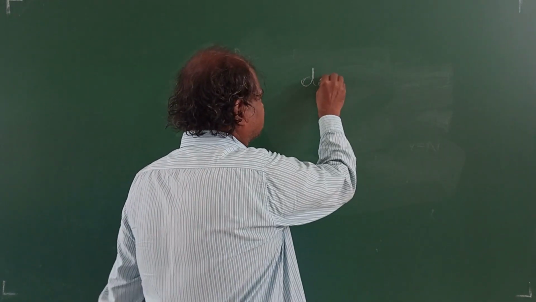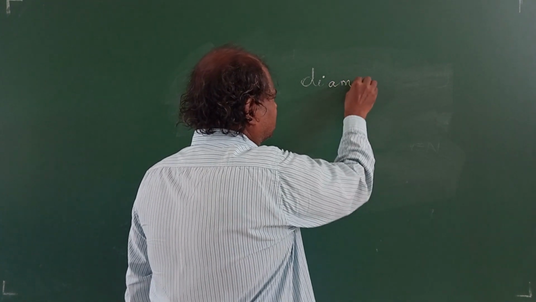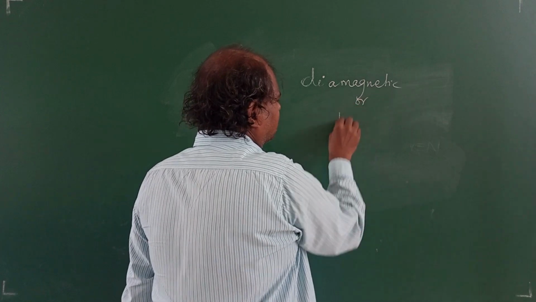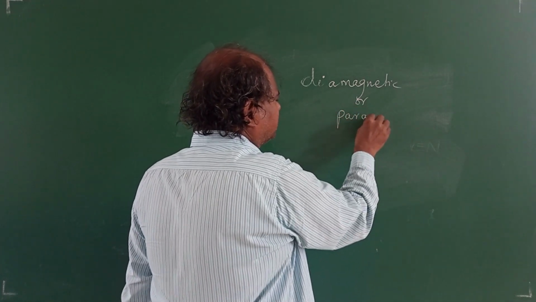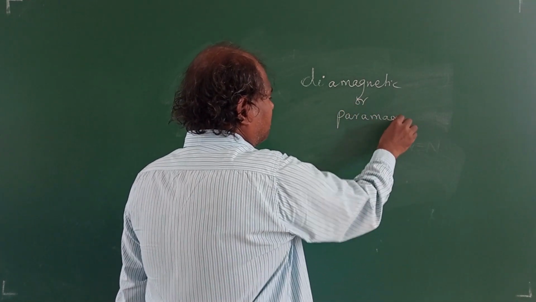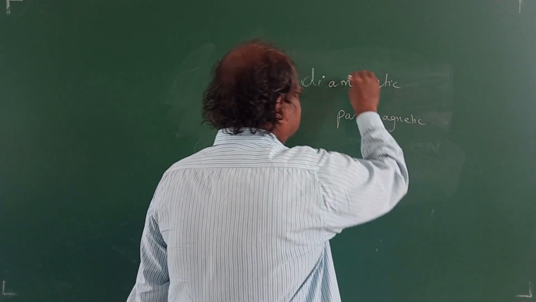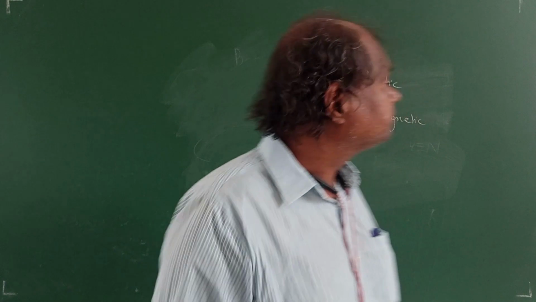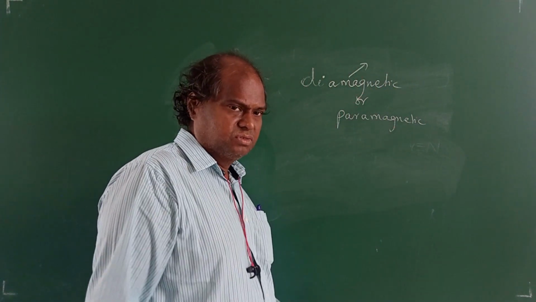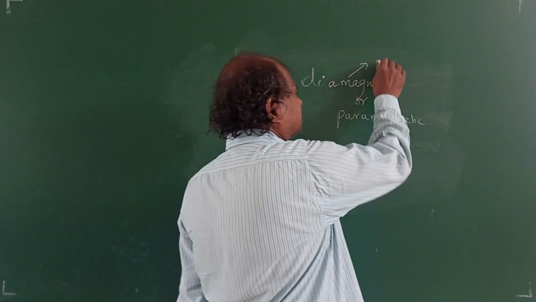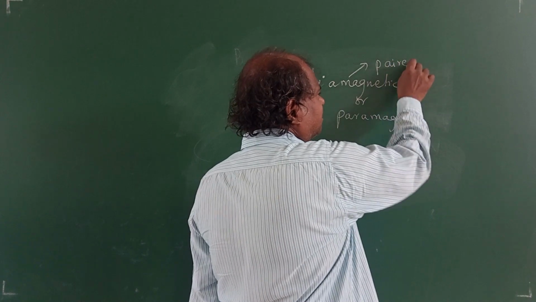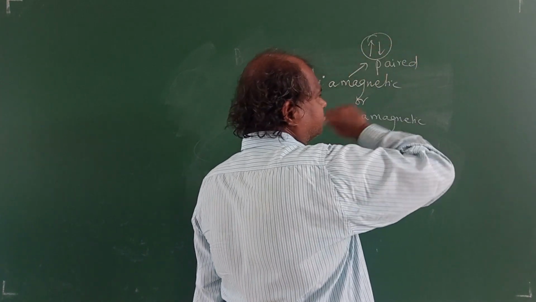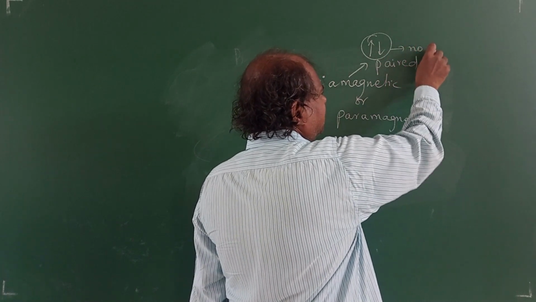The other thing that they ask is, now what is the meaning of this? Diamagnetic means it will have no unpaired electrons. No unpaired electrons. Okay, all are paired. Now, if all are paired, you will get no magnetism. It will not be a magnet.